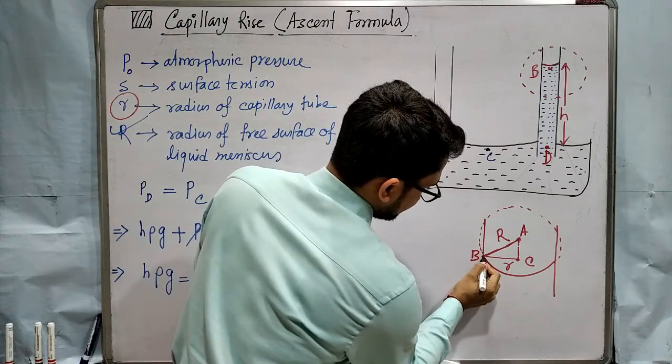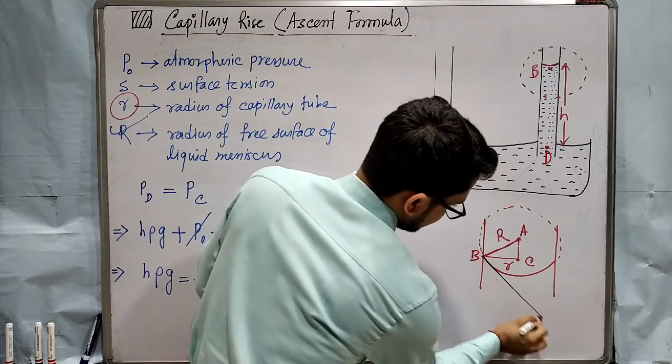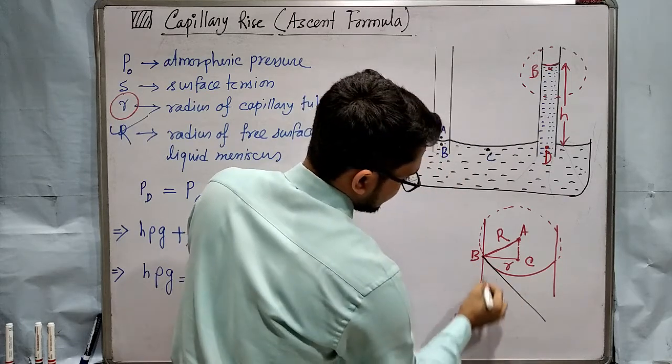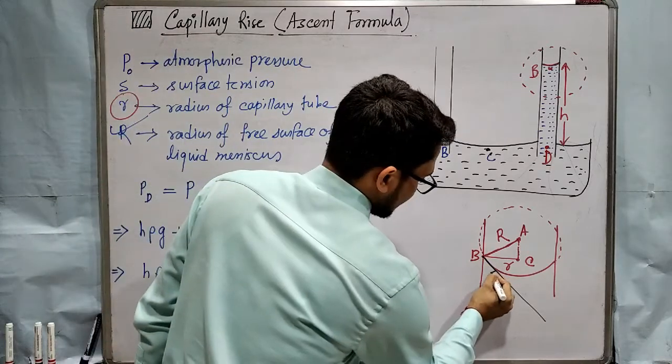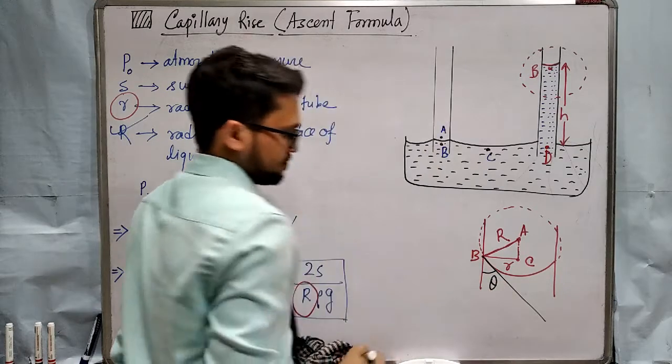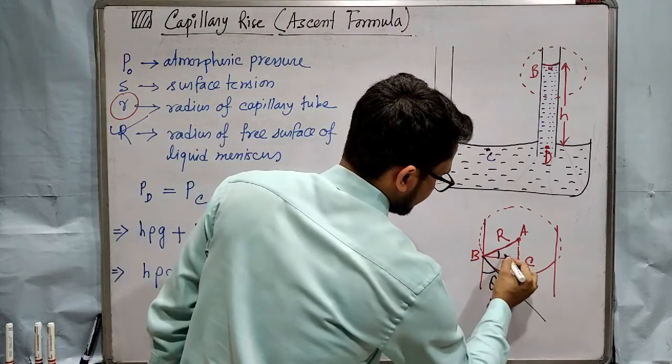So at this point we want to draw the angle of contact. How will you draw? You will draw a tangent first. This is the solid surface inside the liquid. So this will be the angle of contact, theta. If this is theta, then this one will also be theta.